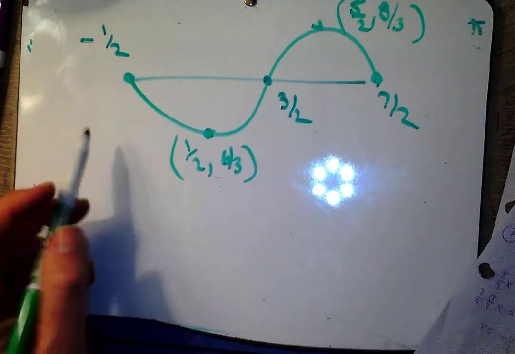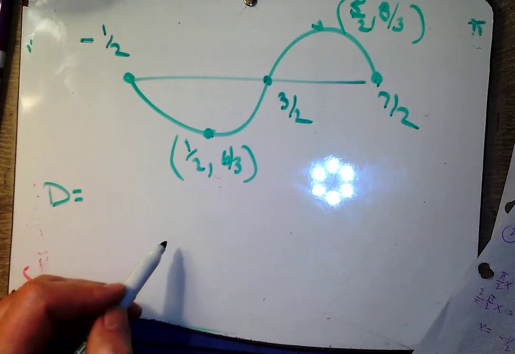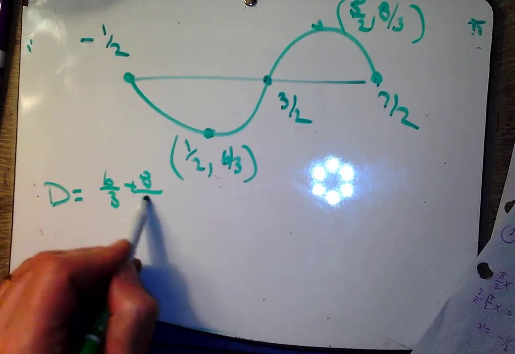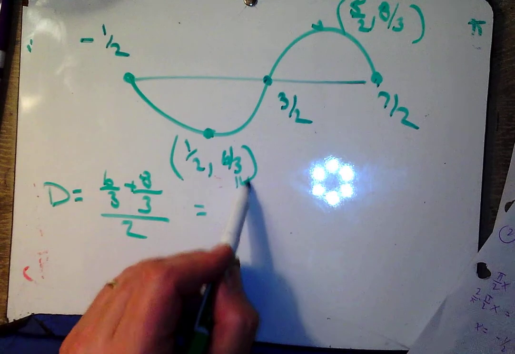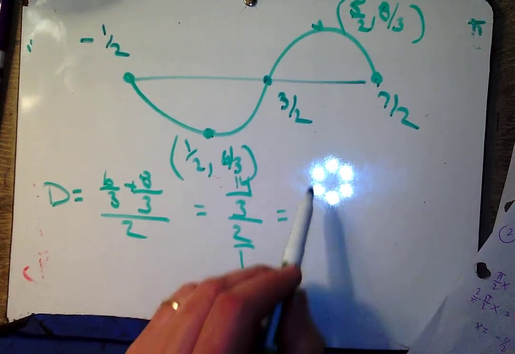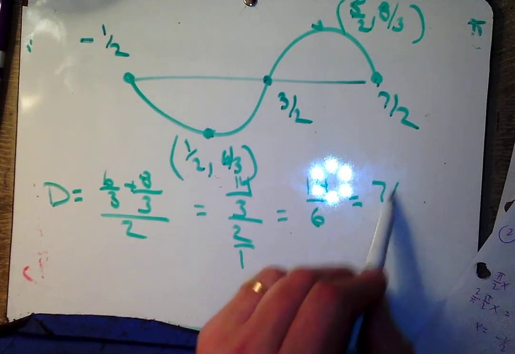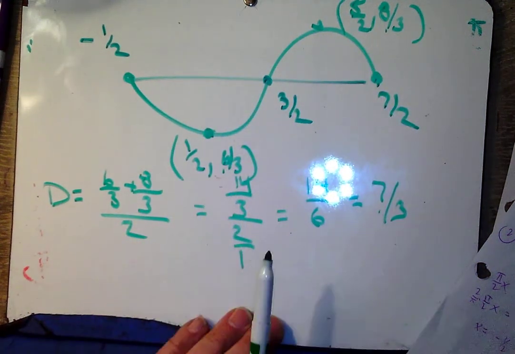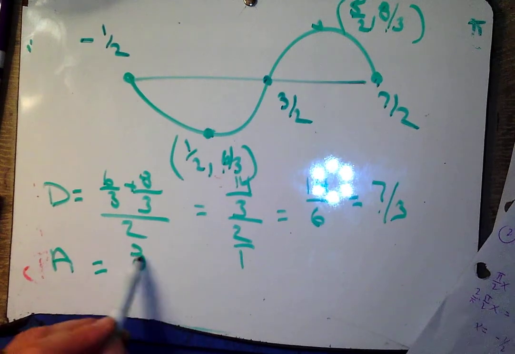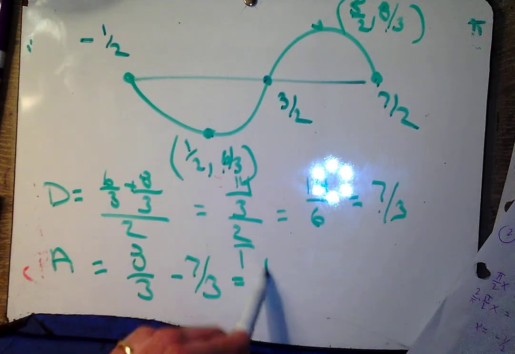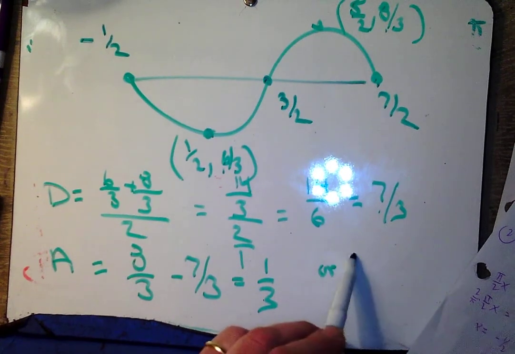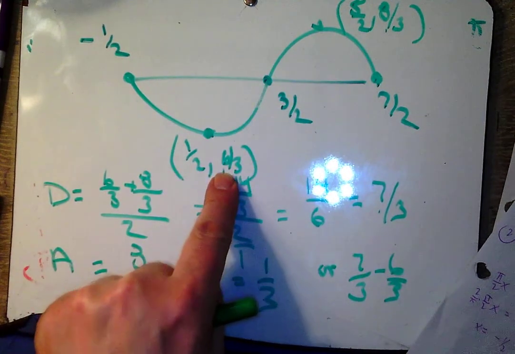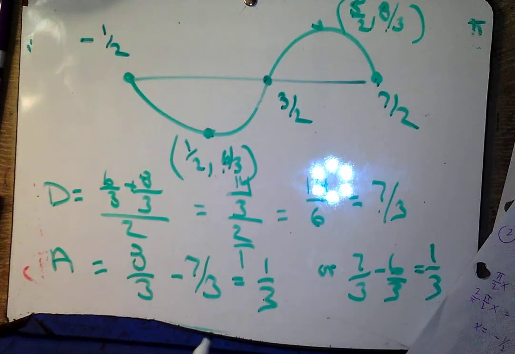Okay, what'd you get for D? So the average of the high and low y values. I've got 14/3 over 2, which is 14/6 or 7/3. And it makes sense that the number that's between 8/3 and 6/3 is 7/3. Our a value is going to be 8/3 minus 7/3, or we could do it as 7/3 minus 6/3, d minus the low y value. I get 1/3 either way.